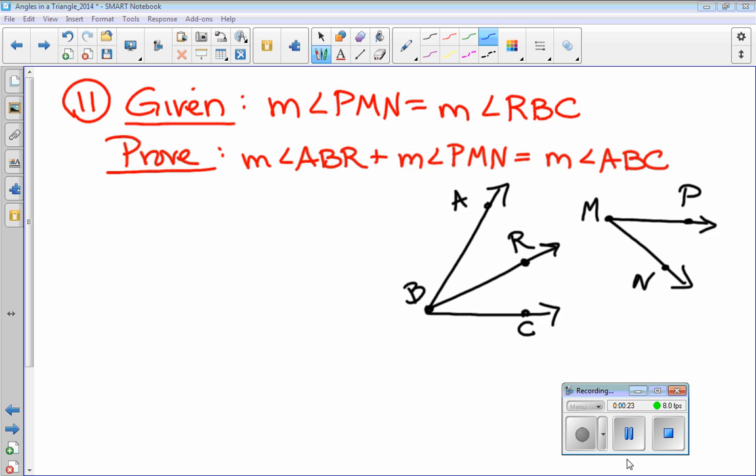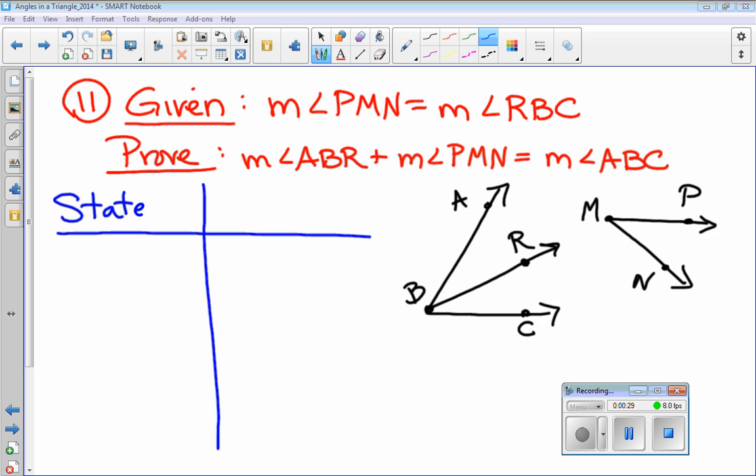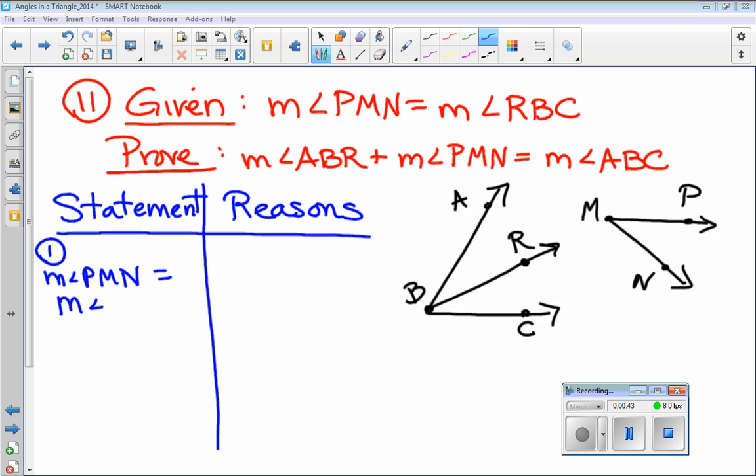2 columns. And what are going to be the headings of those 2 columns? Statement and reason. Okay, so we at least can get that one. We also know that the first statement is always going to be what's given to us. So here it's the measure of angle PMN is equal to the measure of angle RBC. And what is always the reason for that? It's given. We know that.